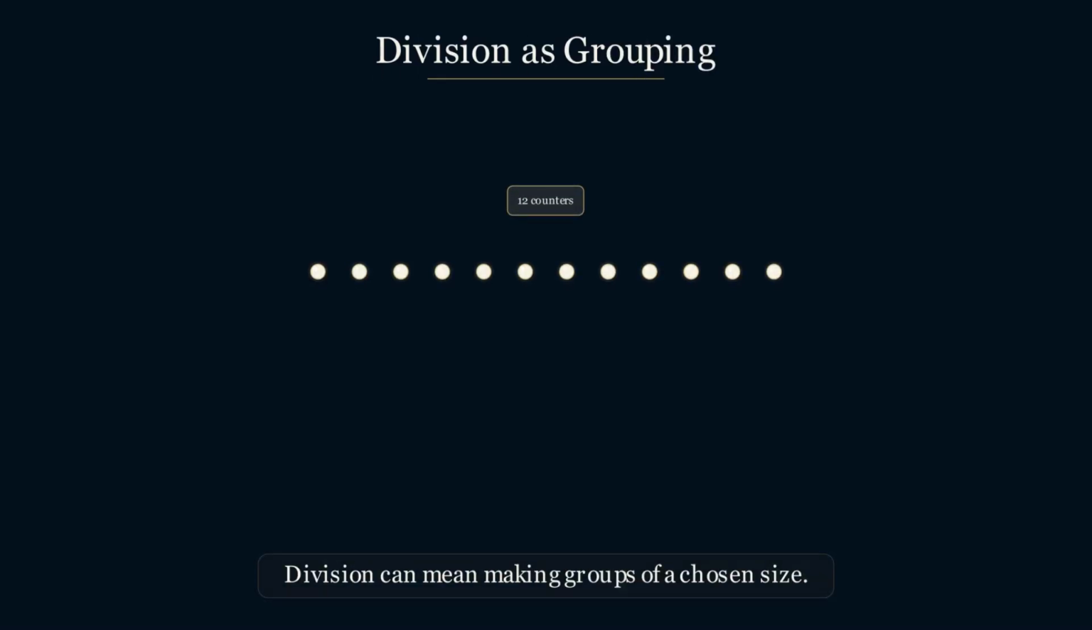Now division can also mean grouping. This time, the 12 counters begin in one row. We are not told how many groups to make first. Instead, we are told the size of each group, groups of 4.